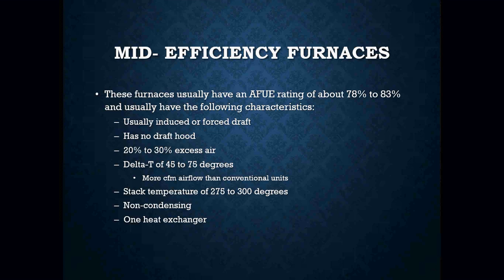Your mid-efficiency furnaces are going to have an AFUE rating of anywhere between 78 and 83%. They will usually have an inducer motor or some sort of forced draft going on in there. They use 20 to about 30% excess air. They have a delta T of somewhere around 45 to about 75 degrees. They do use more CFM airflow than your conventional units. It will have a stack temperature of somewhere around 275 to about 300 degrees. Again, they are non-condensing and will have only one heat exchanger.